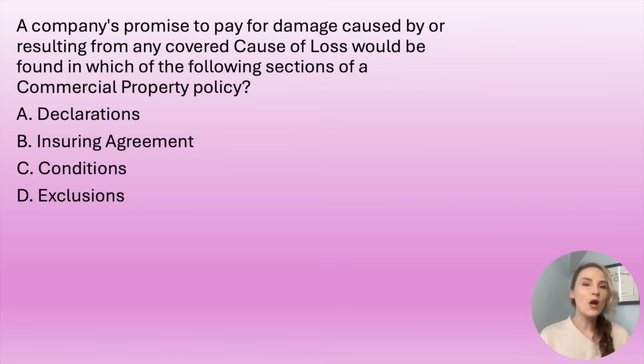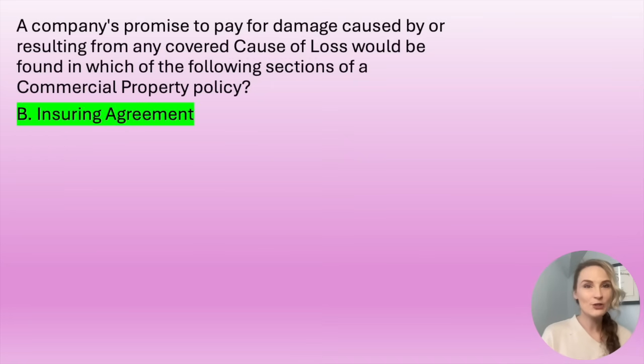A company's promise to pay for damage caused by or resulting from any covered cause of loss would be found in which of the following sections of a commercial property policy? Take a guess at what you think the correct answer is. If you guessed the insuring agreement, you are absolutely correct. The insuring agreement is the promise to pay and the perils that are covered.